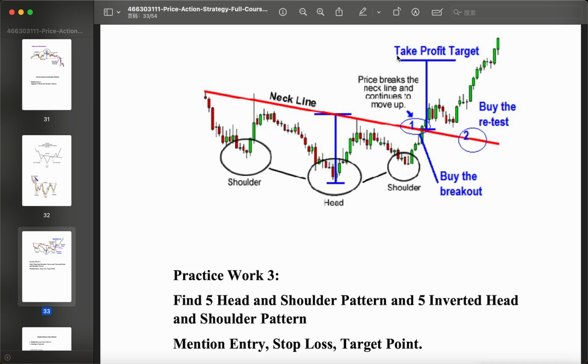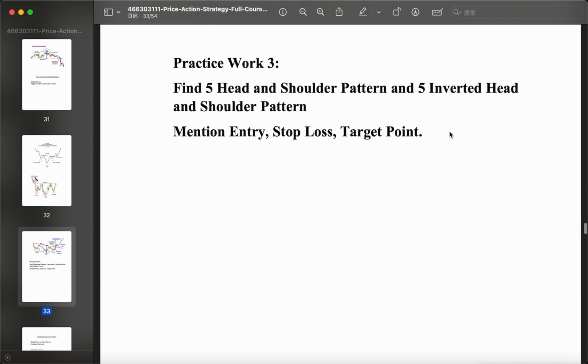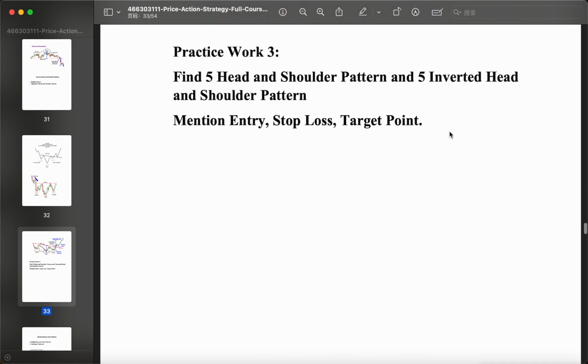Okay, so we take profit target on the blue side. We see the blue area right here. This is where we take profit target. And sometimes you want to wait for a little bit. You want to see if the market is retesting. You don't want to rush yourself to trade. So you can do that.